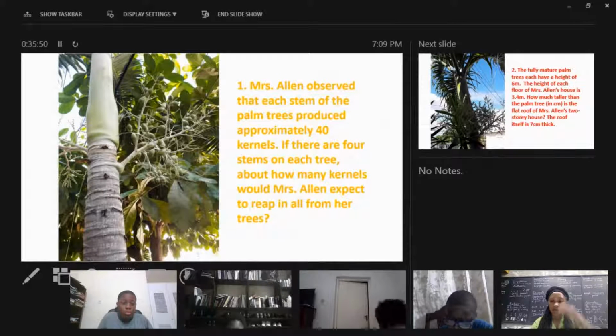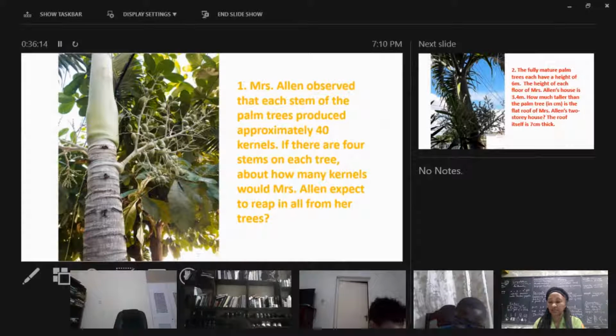Okay, so Ashley is saying not 360. Since there are 4 stems on each tree, and each stem produces 40, 40 times 4 is 160, Miss. And then 160 times 3 would give 480, Miss. That's correct. All right, and Alisa had also said 480.